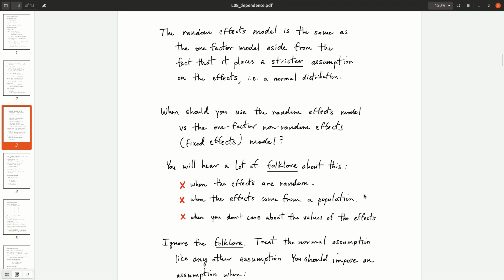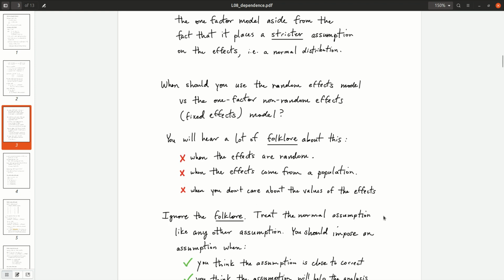Well, they're a collection of effects, so they're always going to come from some population. The difference with this specific random effects model we've written down is that the population follows a normal distribution. The third one you often hear is, and there are others, it's not just these three, when you don't care about the values of the effects. So that's also not true. You'll see when you use the LMER function, you can actually get estimates for the effects, even if it's not printed out in the summary table. So I think these are not good justifications.